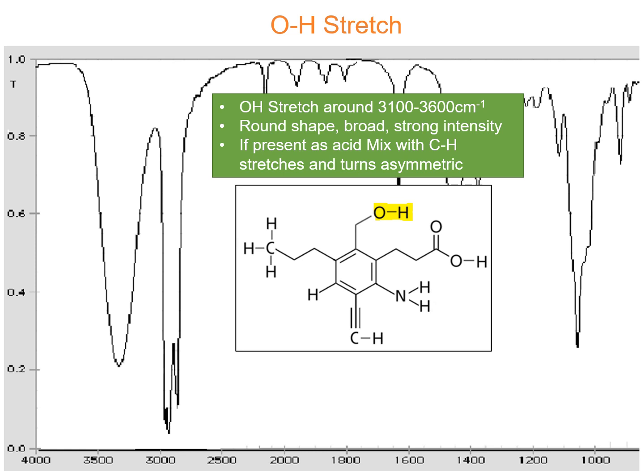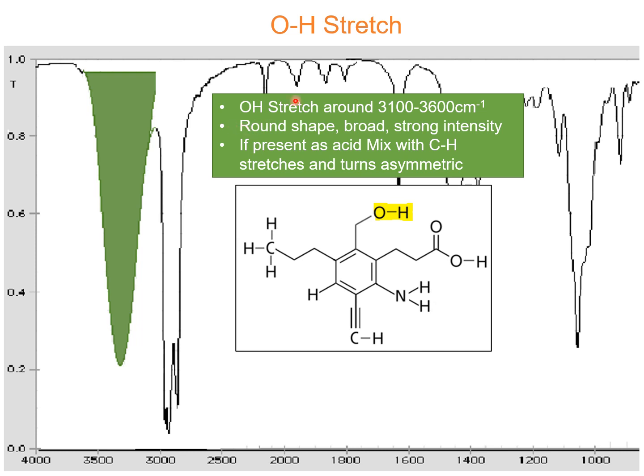Then about OH stretches. Now OH can be present as a hydroxy, that is an alcohol or phenolic compound, or it can be in the form of COOH, that is an acid. OH peaks are usually broad and strong. So they are wide. Hydroxy OH, that is alcohol, has a round tip. It is very symmetric with good intensity, a strong peak.